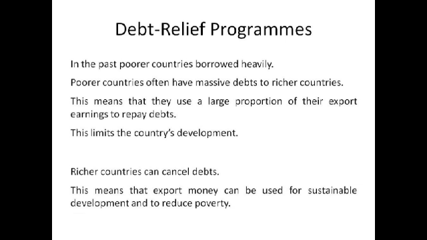In the past, poorer countries borrowed heavily, and so they've now got massive debts to rich countries, which means they have to use a large proportion of their export earnings to repay the debts, so it limits the country's development because they can't spend it on training, education, better machinery, that sort of thing. But rich countries can cancel or cut debts, and this will mean that the export money can be used for sustainable development and to reduce poverty. So that'd be really good for the poor country, but I guess the rich country might miss out a bit. Sad for them, good for the poor people.